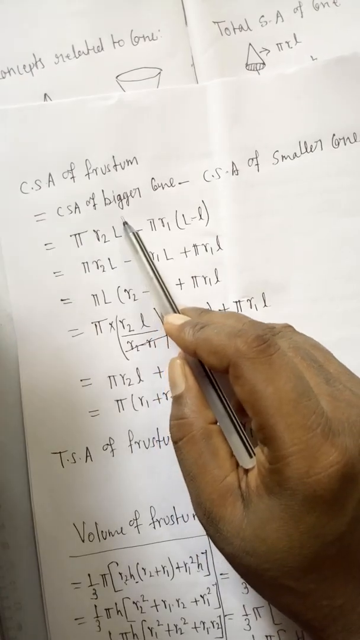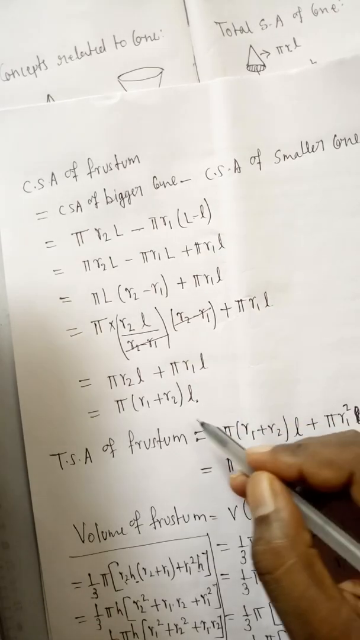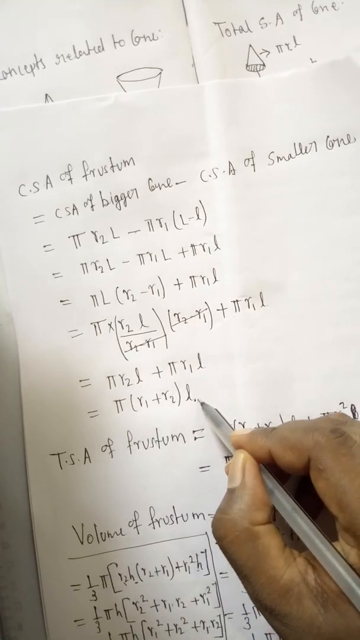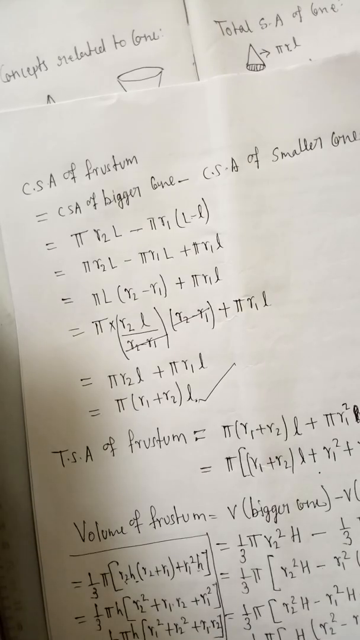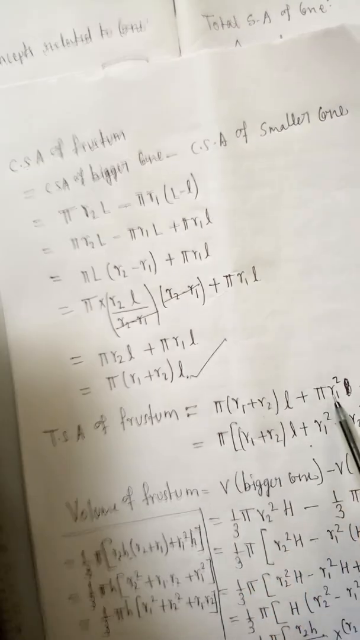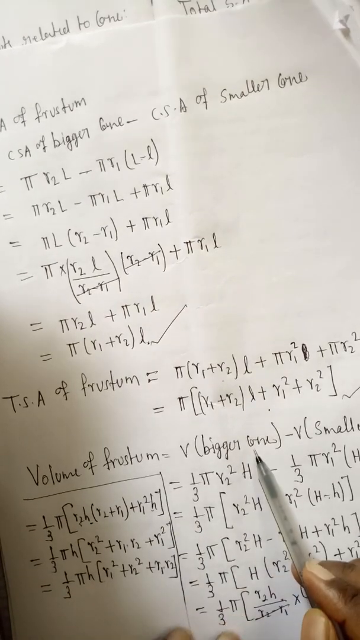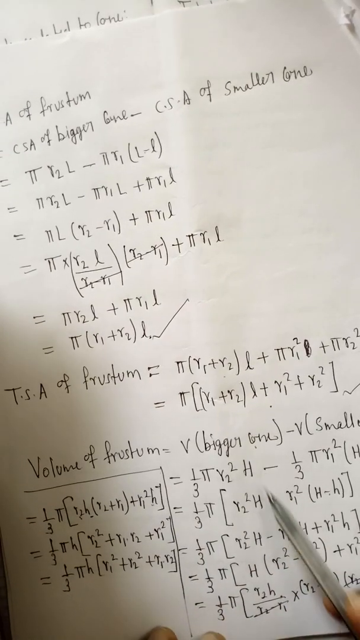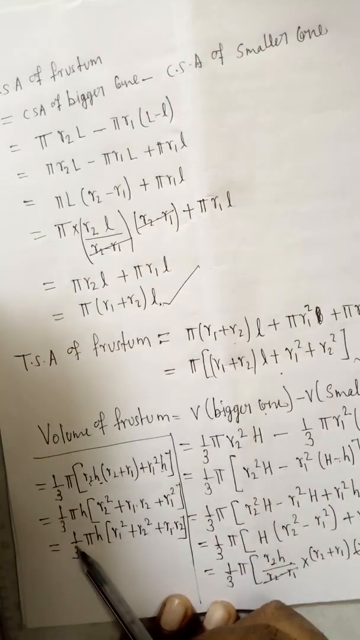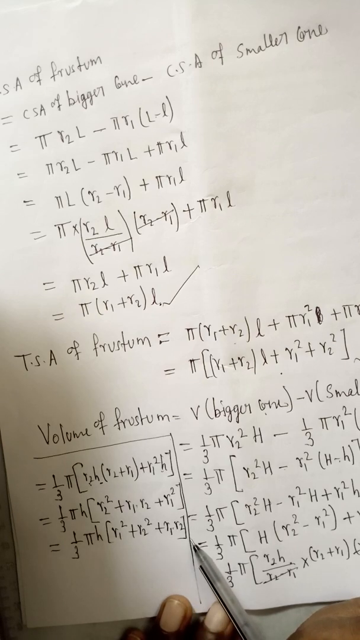So C.S.A of frustum is C.S.A of bigger cone minus C.S.A of smaller cone. We substituted the values we calculated, and the final answer for C.S.A of a frustum is pi times r1 plus r2 times L. Similarly, T.S.A of frustum will be C.S.A plus area of top circle pi r1 square plus area of bottom circle, that is pi r2 square. So this is the formula for T.S.A of frustum. Then for volume of frustum, volume of bigger cone minus volume of smaller cone, substituted values, manipulated, and the final formula is 1/3 of pi h in bracket r1 square plus r2 square plus r1 into r2.